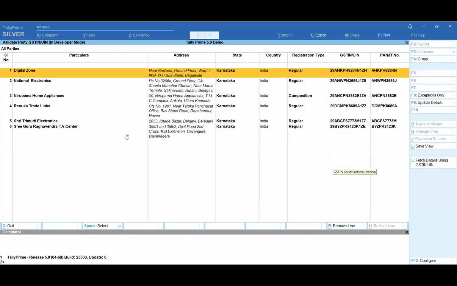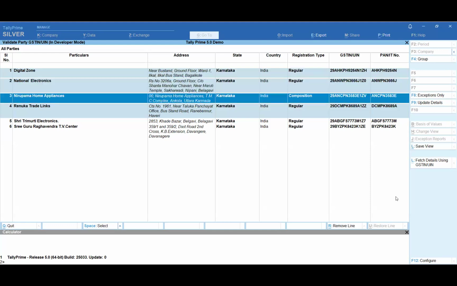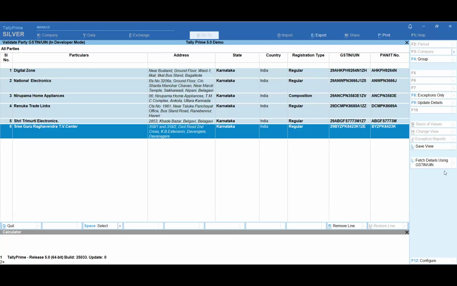So here I have 6 parties. I don't know, maybe out of these parties anyone may have been cancelled. We don't know. For that, just select all the line items, then click on Fetch Details using GSTN. Then you will get one additional column after Country, showing whether the respective party is active or not.